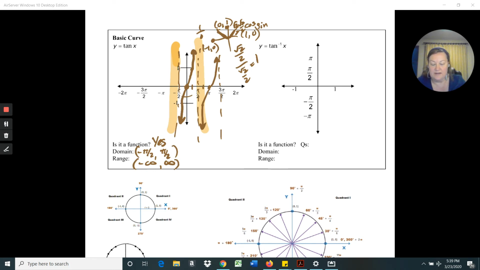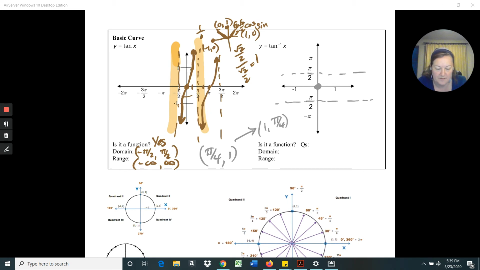All right, so now let's switch over and let's do the inverse. So it's still going to go through (0, 0). We're still going to have asymptotes, but they're going to be now horizontal at those 2 places, right? And so now I just have to figure out at pi/4, I was at 1. So when I flip that over, it's going to be (1, pi/4).